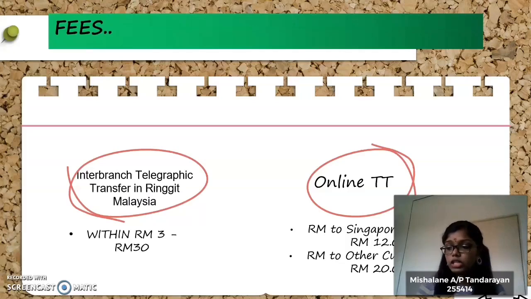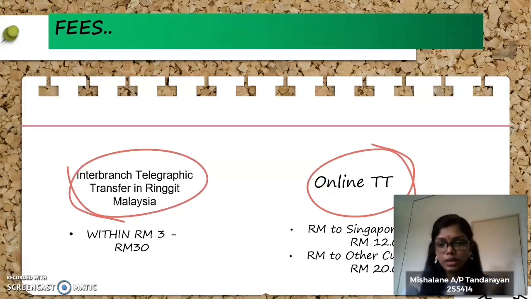Interbranch telegraph transfer in Ringgit Malaysia will be charged within 3 ringgit. The fee will be charged within 3 ringgit to 30 ringgit. The 30 ringgit is for transfers which involve other countries' currency, meaning other than Ringgit Malaysia.